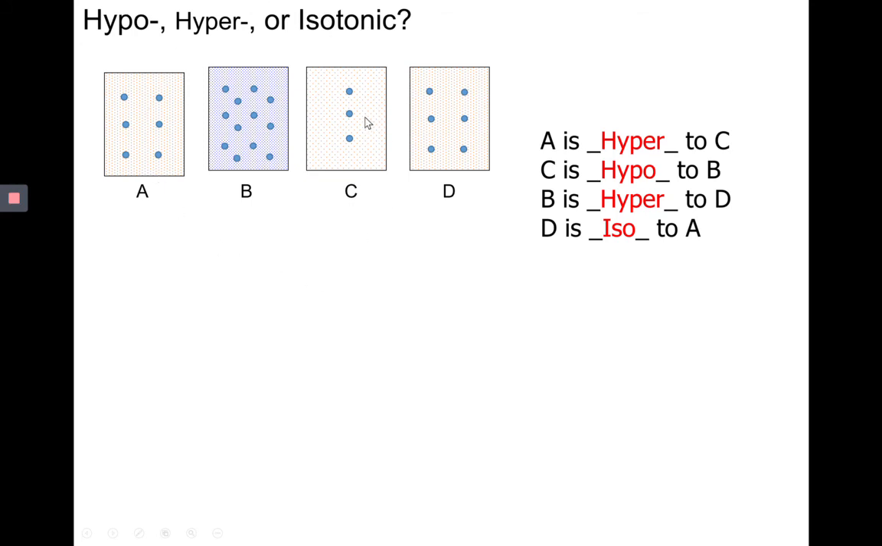C has less solute than B, so C is hypo to B. B has more solute than D, so B is hyper to D. And then A and D have the same amount of solute, so they're going to be isotonic.